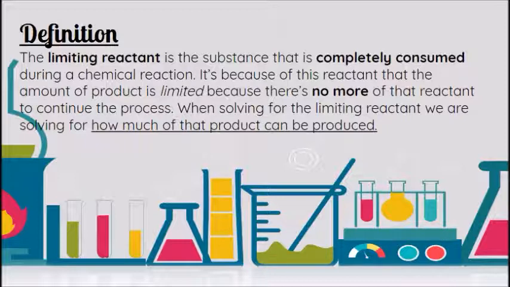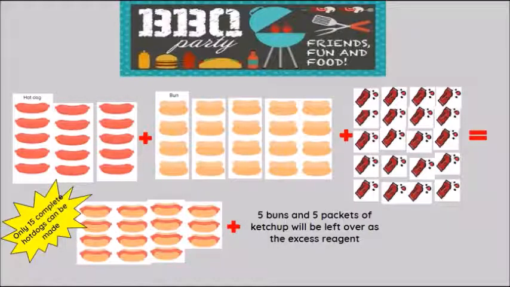It's because of this reactant that the amount of product is limited, because there's no more of that reactant to continue the process. When solving for the limiting reactant, we are solving for how much of that product can be produced. It's important to know what your limiting reactant is because we should always be aware of the exact amount of product that can be produced in the given reaction.